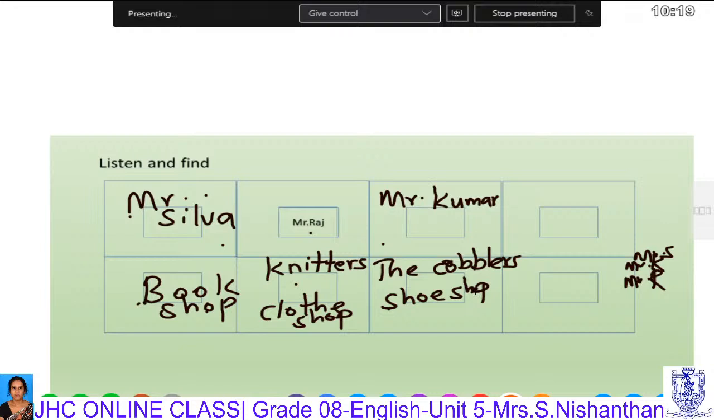The knitter's cloth shop is the middle one. Nobody lives in the flat which is next to Mr. Kumar's flat. Nobody is here. They sold it and went abroad. The staircase is at the space which is next to the cobbler's. So here's the staircase.